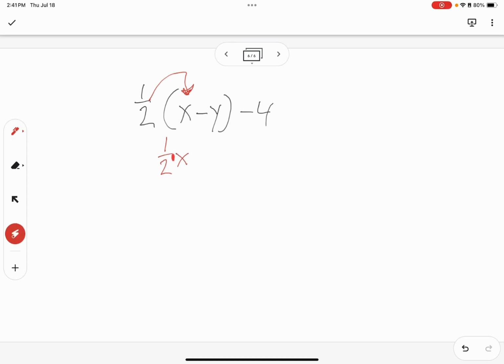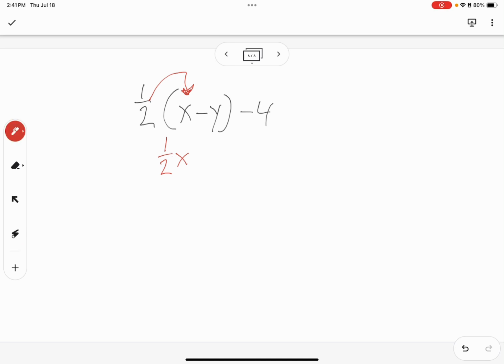We have 1/2 times quantity x minus y minus 4. Pause it if you want to try to attempt it yourself first. Here we have the distribution property, so we're going to put these in for each one. So 1/2 multiplied by x is the same thing as 1/2 x. Again, that invisible multiplication sign, we don't have to put it here because we know we've got a coefficient and we have a variable next to each other, so that's automatically multiplication.